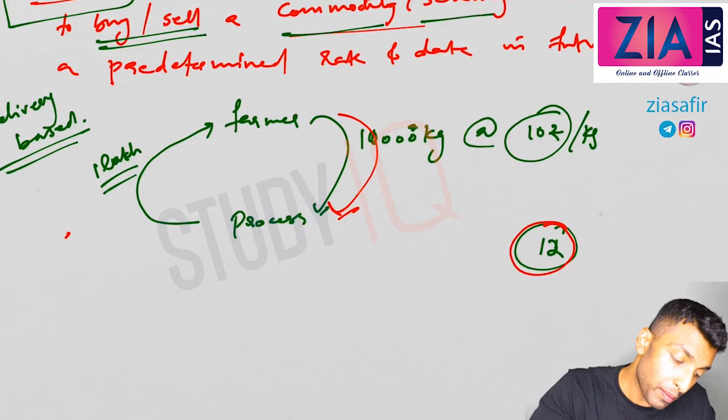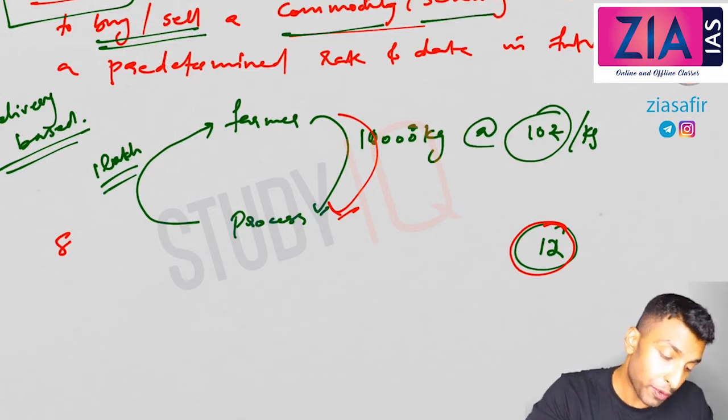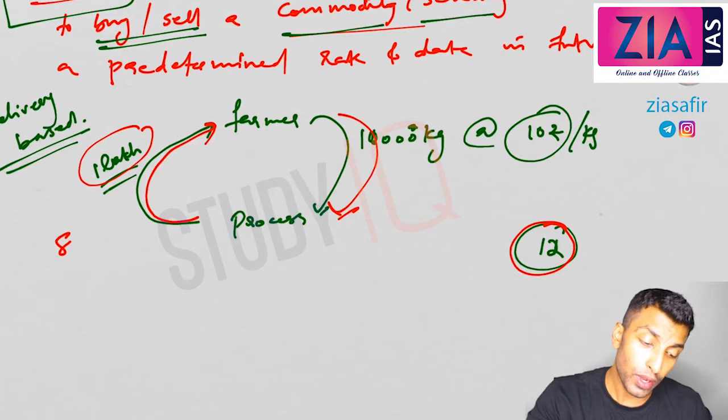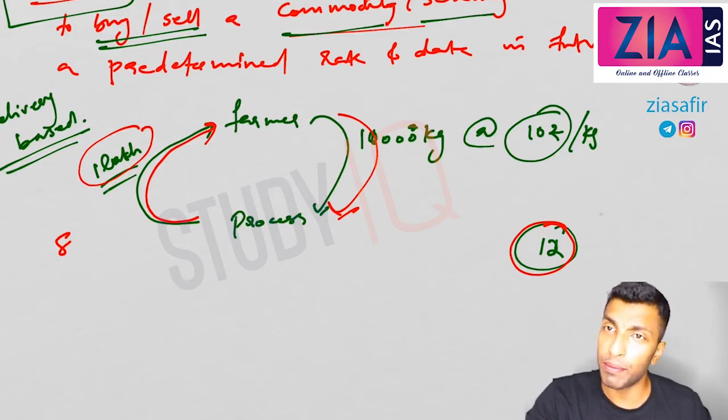Or the price has come down to, let's say, 8 rupee. So if the processor buys from this farmer, you have to pay 10 rupee, that is 1 lakh. But if you buy from the market, you need to pay 80,000 only. So in these two situations, there can be a lapse in the promise, or a break in the promise.